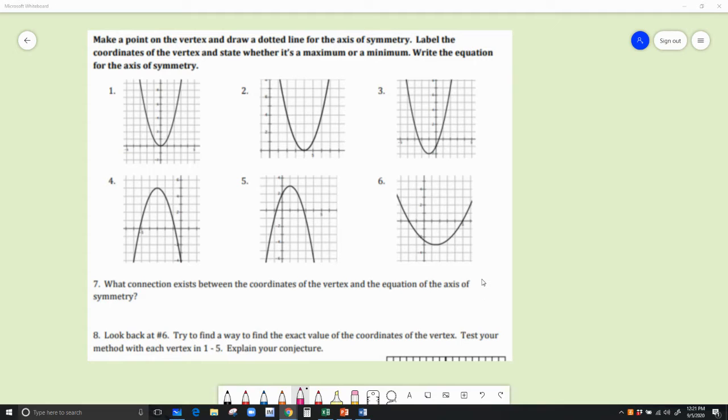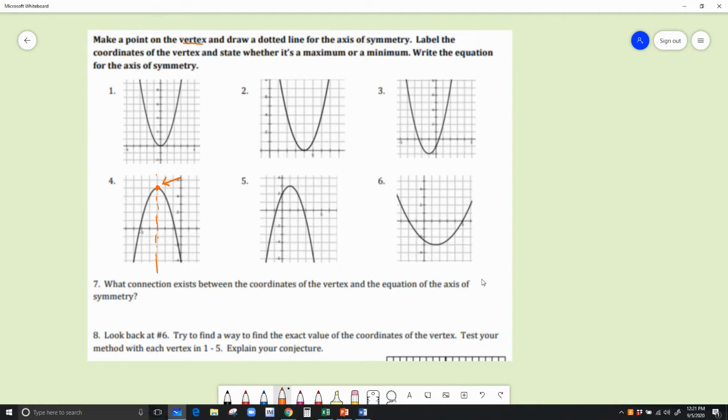This is what the assignment looks like, or at least a piece of it. I just kind of snipped it. And it says make a point on the vertex. I know you don't have a printer probably, so if you can't do that, it's okay. But we're going to go ahead and just do one of these problems. And so we'll just do number 4. So there's my point on my vertex. Draw a dotted line for my axis of symmetry. So there's my dotted line. And then it says label the coordinates of the vertex.